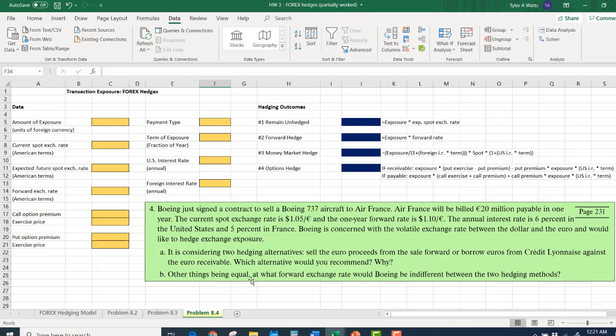And then part B, other things being equal, at what forward exchange rate would Boeing be indifferent between the two hedging methods? For that, I want you to use goal seek and see if you can have goal seek find the different forward exchange rate that would equalize the two results over here in the hedging outcomes. And I'll have a place for you to write that down in the text box as well. And then once you're done with the goal seek, just hit cancel so everything reverts back to the original data you entered.